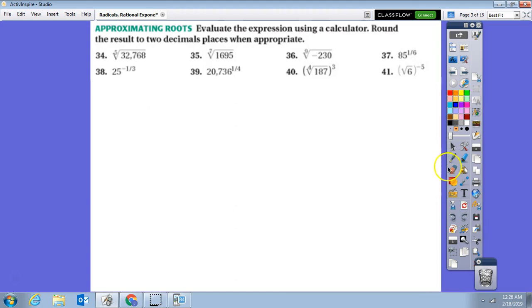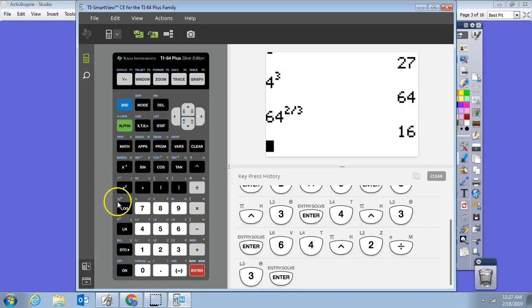Alright, so the next section that we're going to look at here, you're going to have some evaluating that are just ugly roots, and I just want you to be able to take out your calculator and type them in. Just good calculator work. So we're going to take a look at number 35. And you have the 7th root of 1695. Now I know I joked in class about being able to teach my 4-year-old son how to do these roots. But seriously guys, it is important that you understand how to type these in the calculator. So this is the 7th root. We are getting a decimal approximation here. We are not trying to find an exact root.